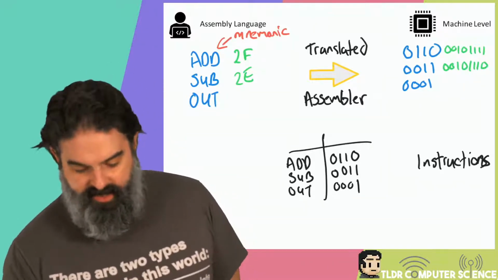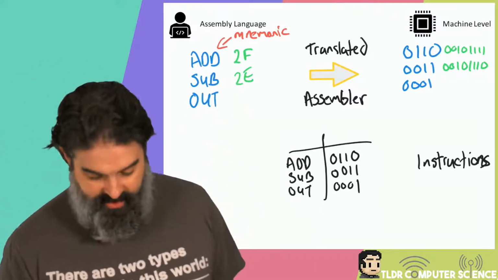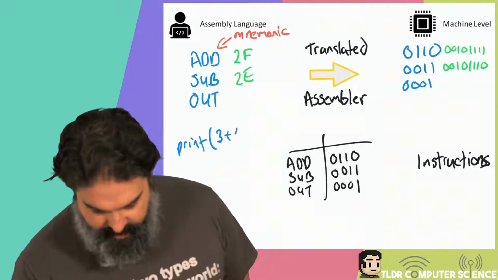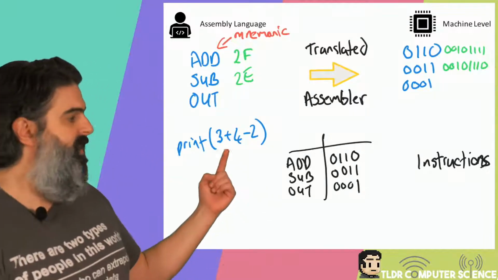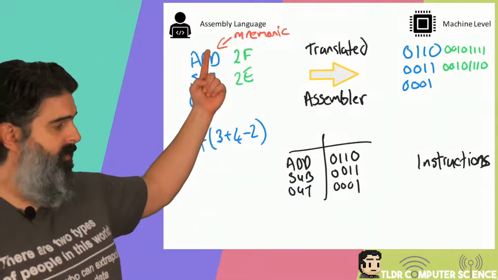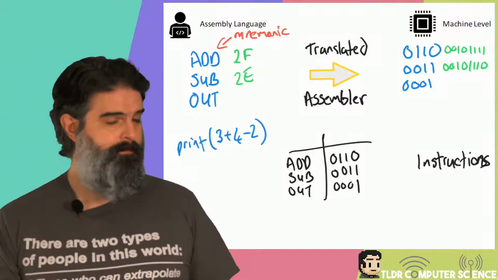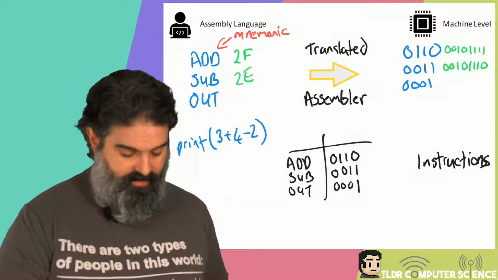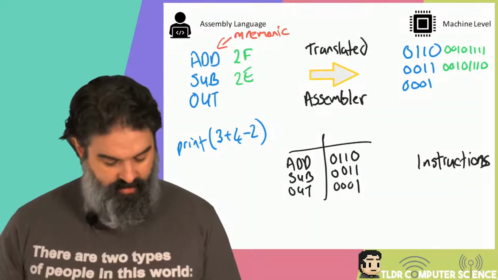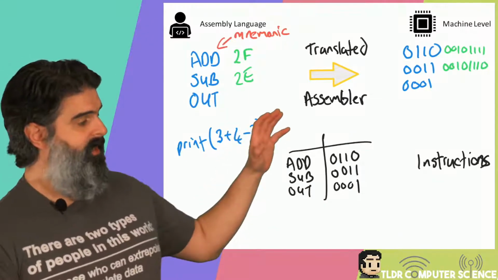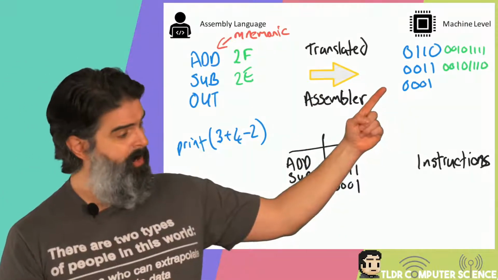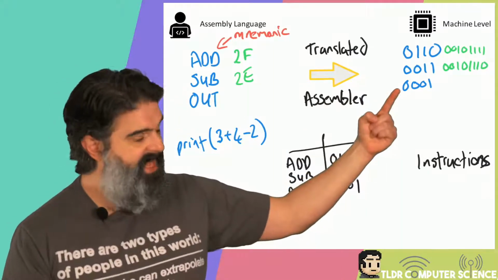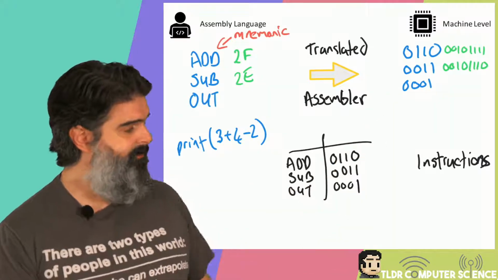In fact, I should have loaded something into the assembler, but I haven't done it. So do you think it would be easier to go print 3 plus 4 minus 2? Would that be easier than doing all of that? Right, okay, so this is the point it's making. That is borderline impossible to do, but that is actually what happens at the machine level. We have to get it to that state for it to run on your processor.